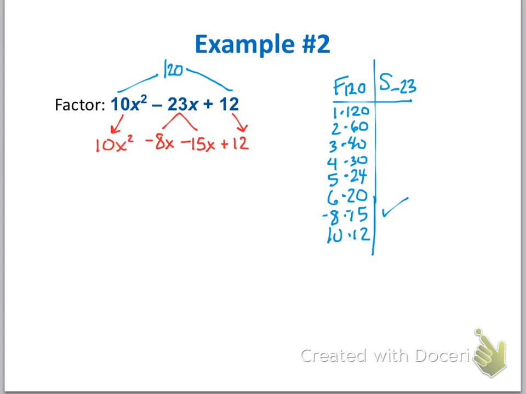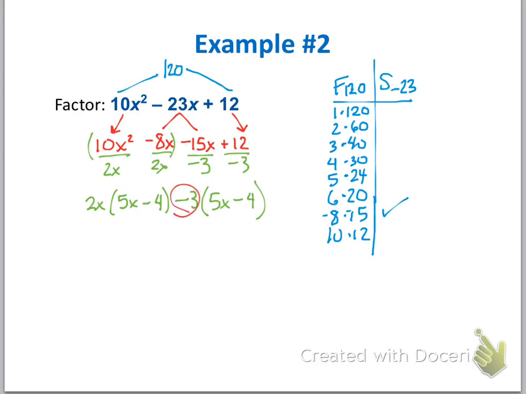And now I factor by grouping. I can divide out a 2x, and I can divide out, remember I want this to equal 5x, see that negative there? So I should probably divide by a negative 3 to make sure it equals 5x minus 4. Alright, so now I can smash together because these are the same. 2x minus 3 times 5x minus 4.